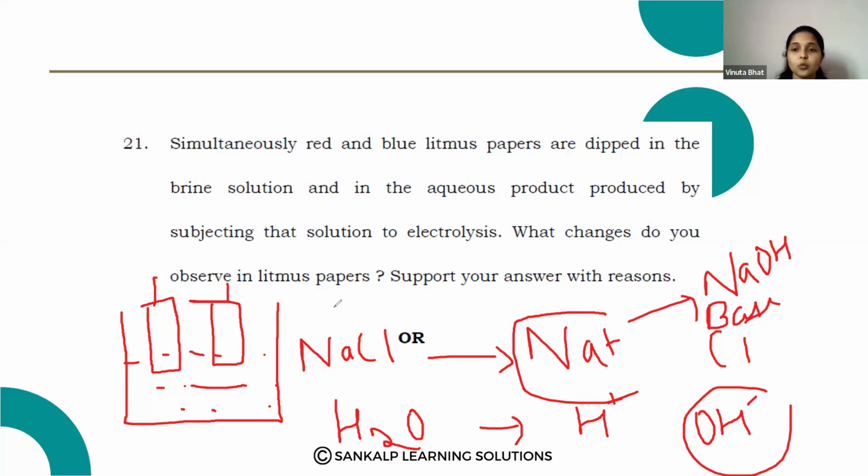What changes do you observe in the litmus paper? When you dip the blue litmus paper, there is no change. But when you dip the red litmus paper, it changes to blue color, because the sodium and hydroxide OH- ions form sodium hydroxide, which is the base. Hence the red litmus paper changes to blue. That is the change you can observe in this experiment. Please try to write the answer for this question.